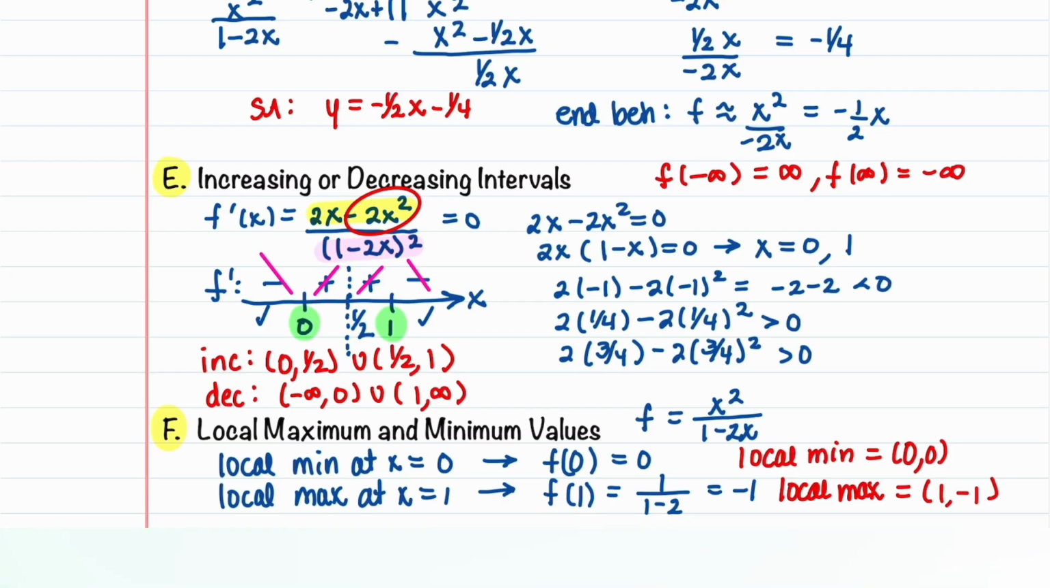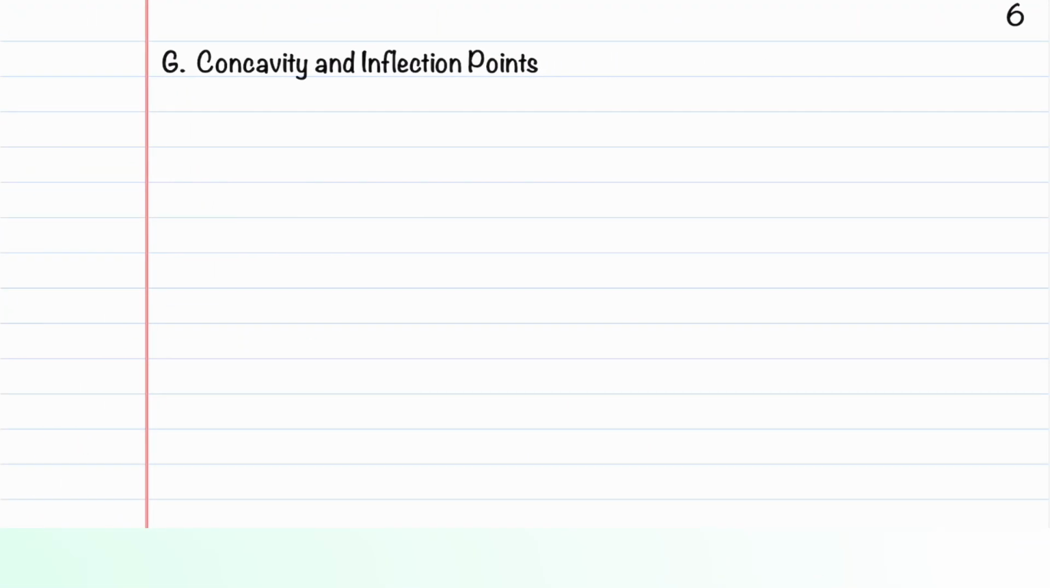We have one more thing to calculate, and that is concavity and inflection points. To find concavity, we always need to look at the second derivative, so I'm going to write that down. F double prime of x was 2 all divided by 1 minus 2x cubed. We can see that f double prime is never going to be equal to 0. But let's go ahead and look at our function again. Our original function is x squared divided by 1 minus 2x. Concavity can change where our function is undefined, and that is going to be at 1/2.